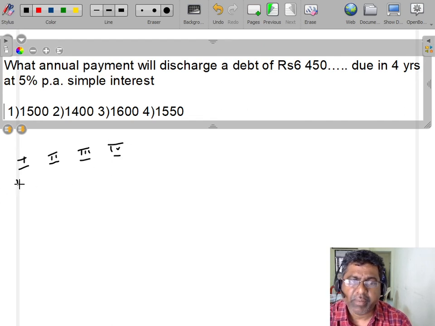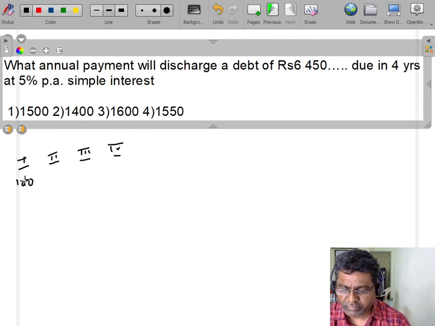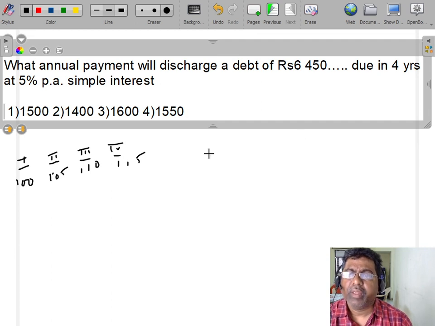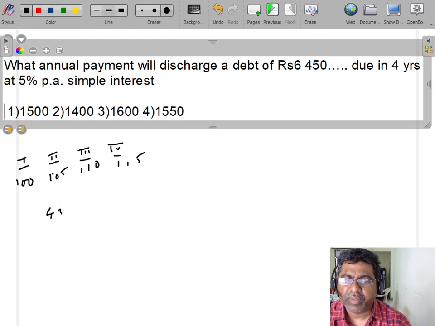Let us assume the first installment is 100. He is paying; every year 5%, meaning in the second year he has to pay 105. Third year he has to pay 110. Fourth year he has to pay 115. This is the total amount he has to pay. Let us assume 100 rupees. So what is the total payment? 100 plus 105 plus 110 plus 115. The total value is equal to 430.